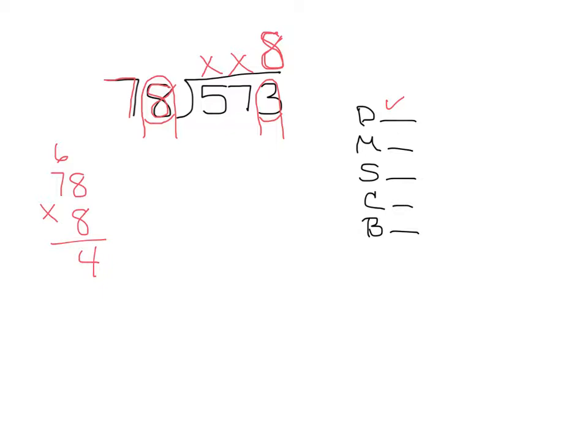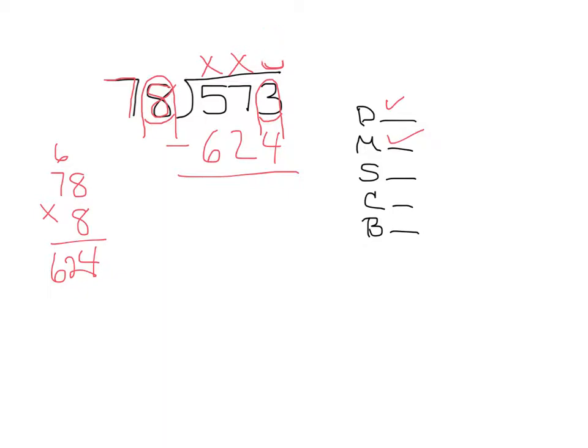8 times 7 is 56, plus 6 is 62. And now I got 624, and I just multiplied, but I'm supposed to subtract, but I can't do 573 minus 624. It's too big. So my 624 is too big, and if that's the case, then my 8 is too big. So I went a little bit too high here with my estimation, so I need to erase this here.